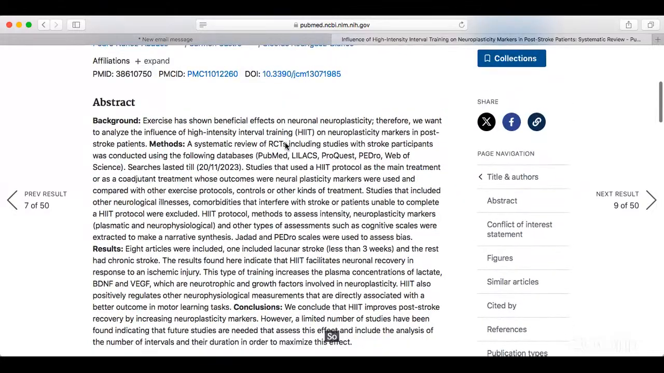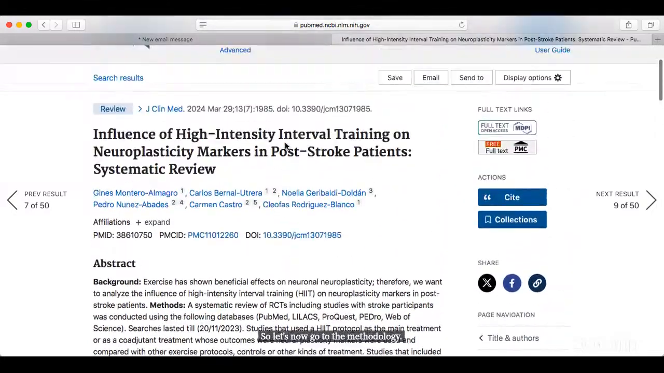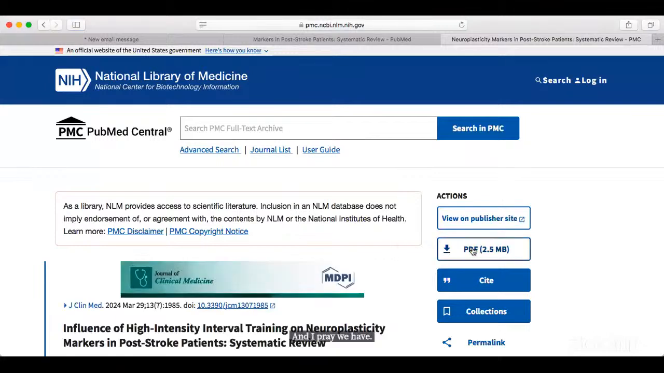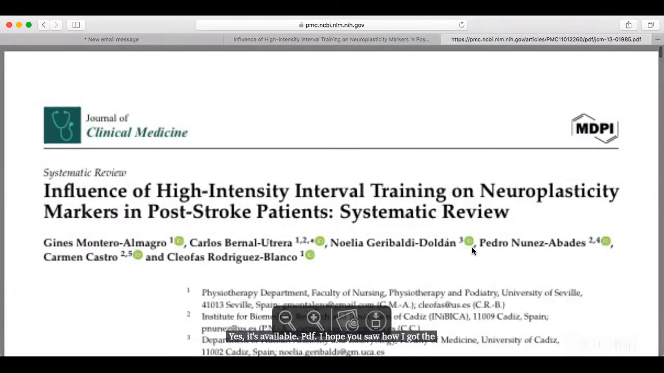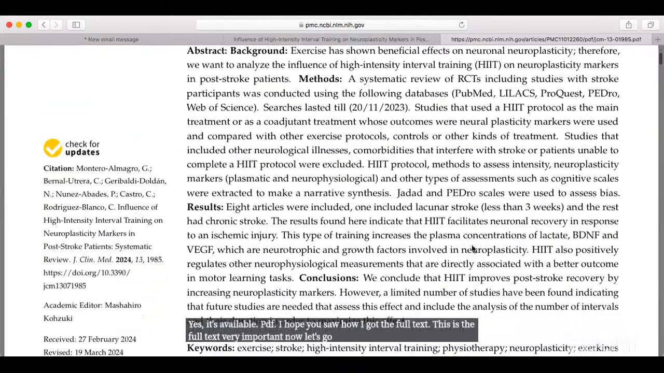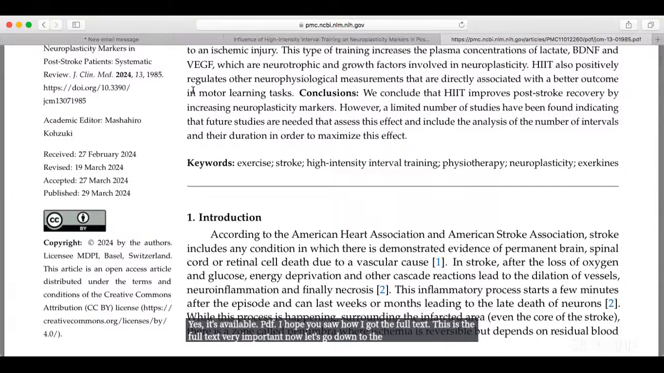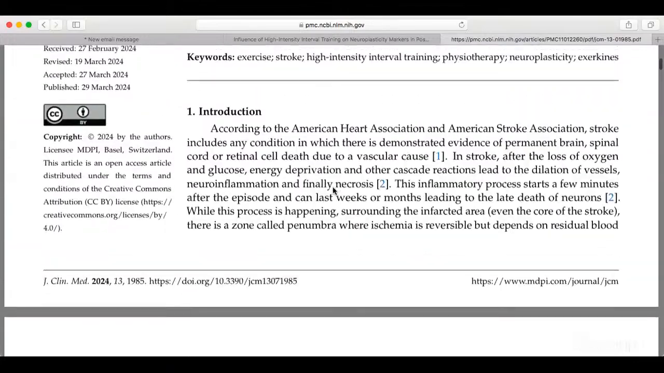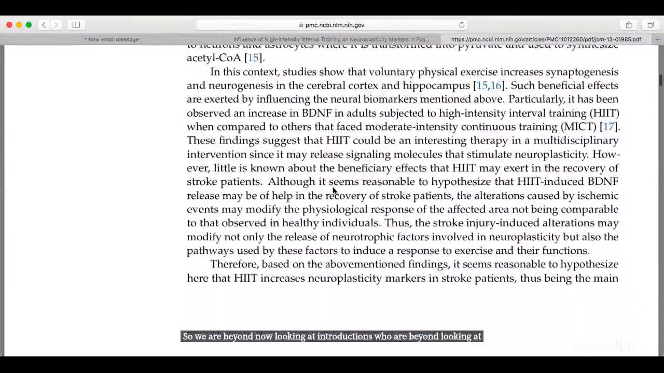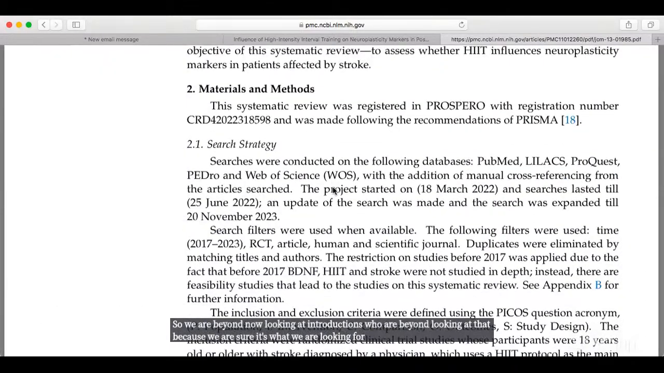So let's now go to the methodology. If we have a full text, and I pray we have. Yes, it's available, PDF. I hope you saw how I got the full text. This is the full text, very important. Now let's go down to the methodology and see what we can extract. So we are beyond looking at introductions. We are beyond looking at that because we are sure it's what we are looking for: materials and methods.